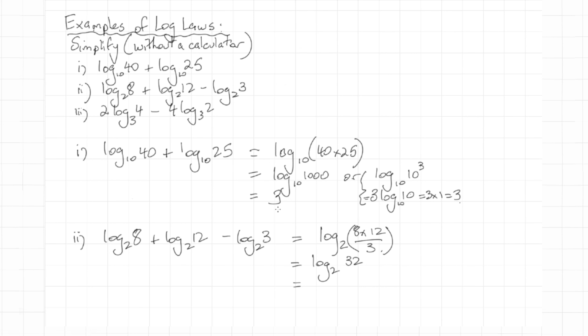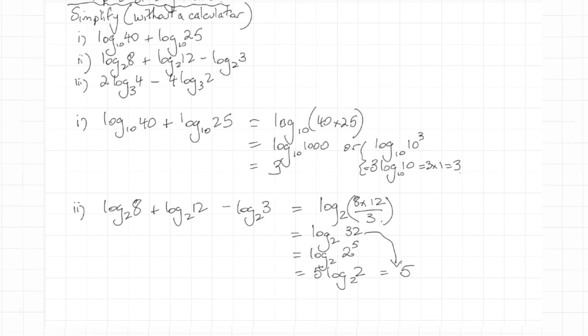Now once again, we could either go this way or this way up here. 32, can we express 32 as a power of 2? Yes, it's 2 to the power of 5. So that's equal to 5 times log 2 to base 2 equals 5. Alternatively, if you know your powers of 2, you know 2 to the power of 5, so we could have actually gone straight down to there.